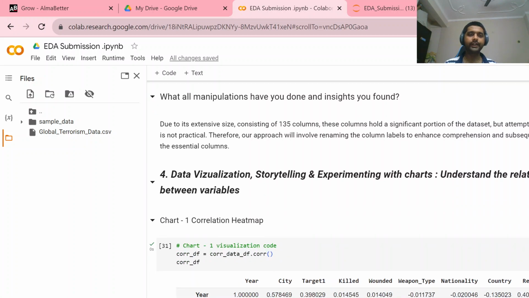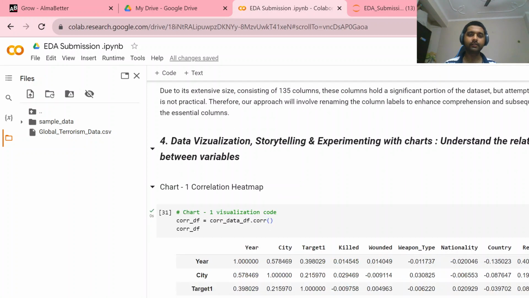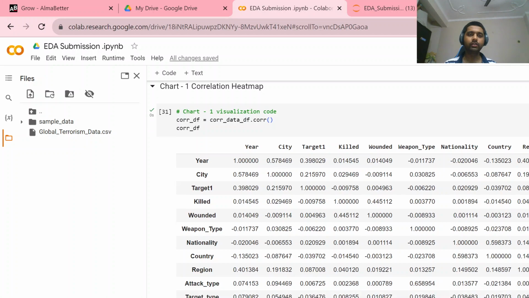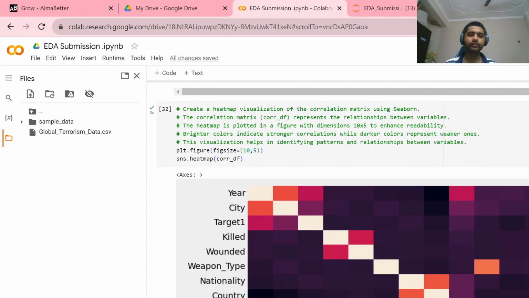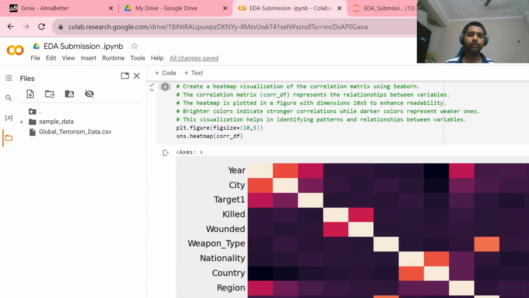So these are all the data manipulations we have done, because our data is of extensive size, around 135 columns, which is huge in number. So we choose the particular essential columns to make our data short so that we could do the data visualization correctly. So here we make a correlation heat map, as you can see, in which we do the heat map of the color.